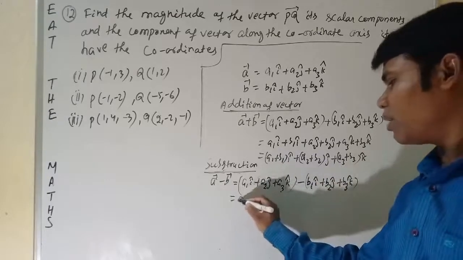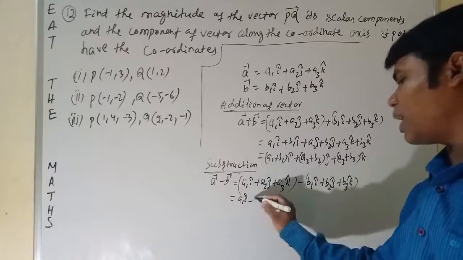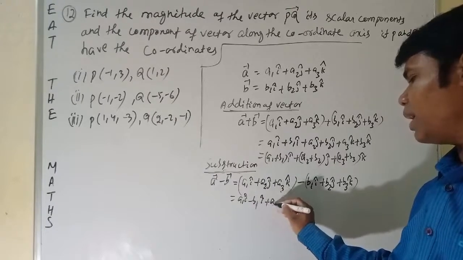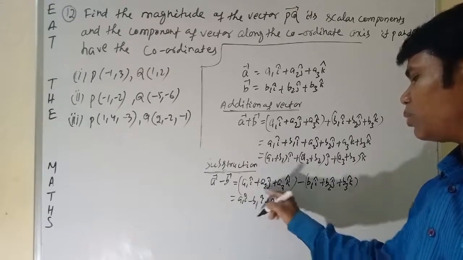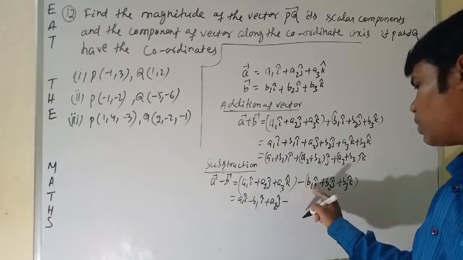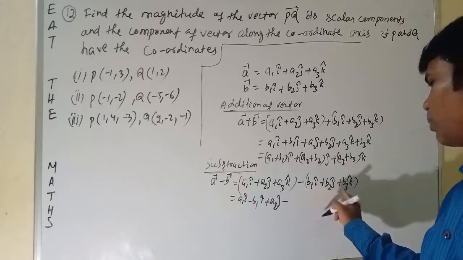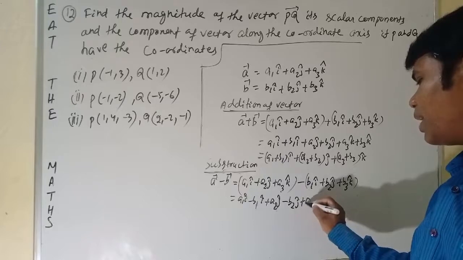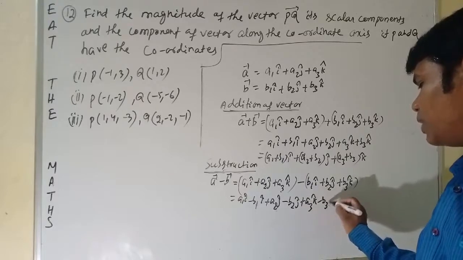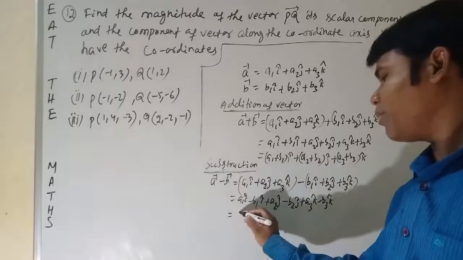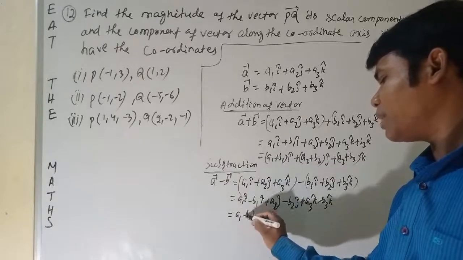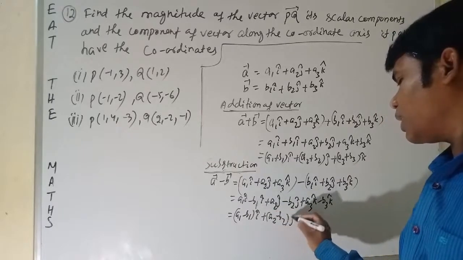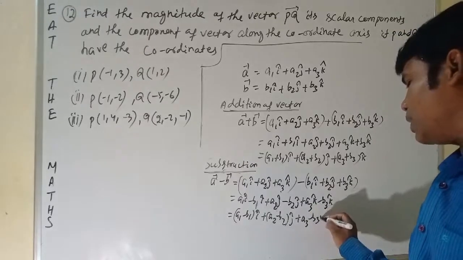Okay, this becomes a1 i cap minus b1 i cap. Again a2 j cap minus b2 j cap. You see, this is minus, the sign changes, minus b1 i cap, minus b2 j cap, minus b3 k cap. Again a3 k cap minus b3 k cap. So this becomes a1 minus b1 i cap, a2 minus b2 j cap, a3 minus b3 k cap.